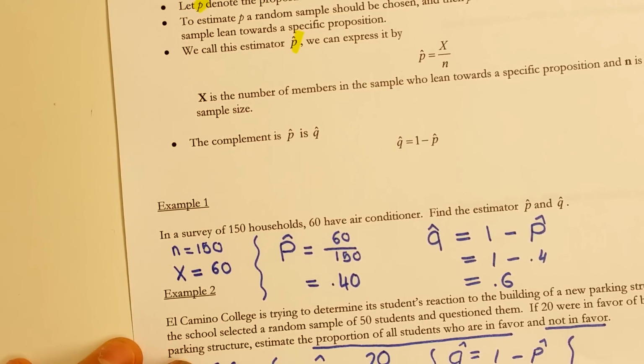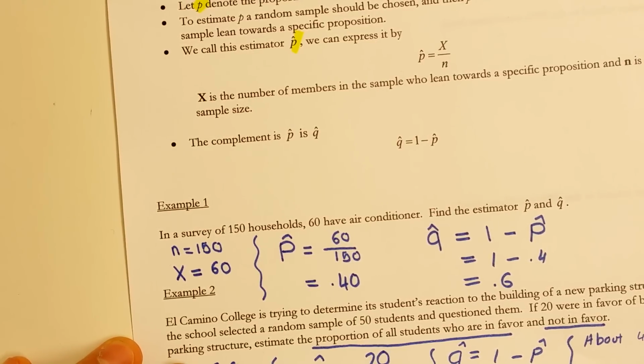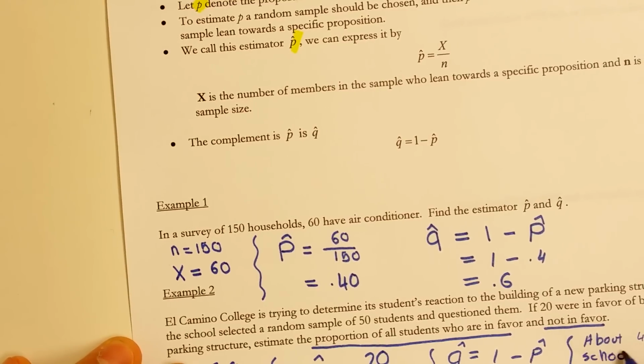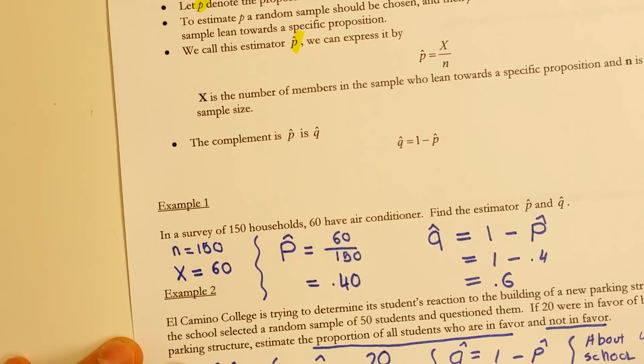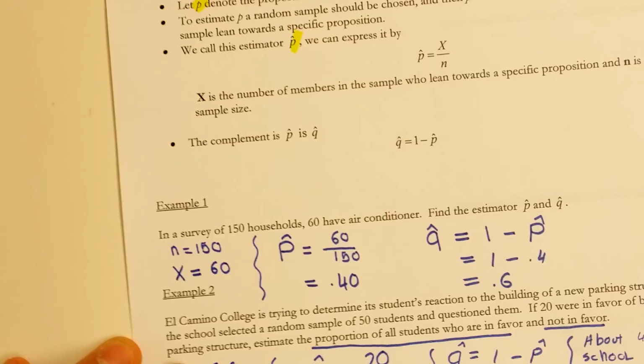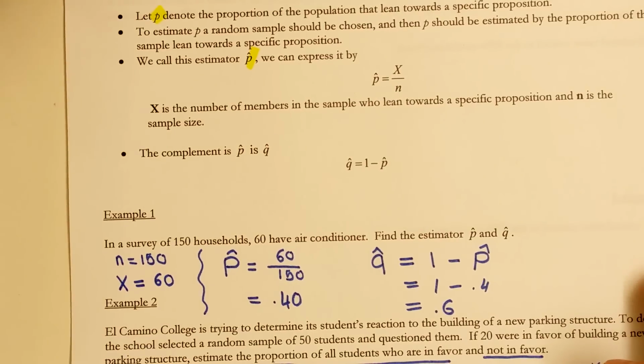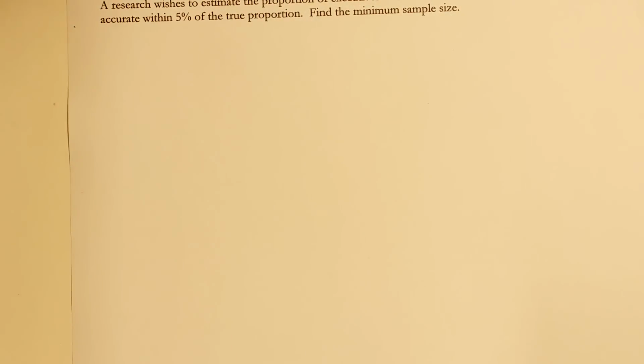So we can use the sample to conclude that about 40% of the school population favors a new parking structure and 60% does not. There you go. Okay. Awesome.